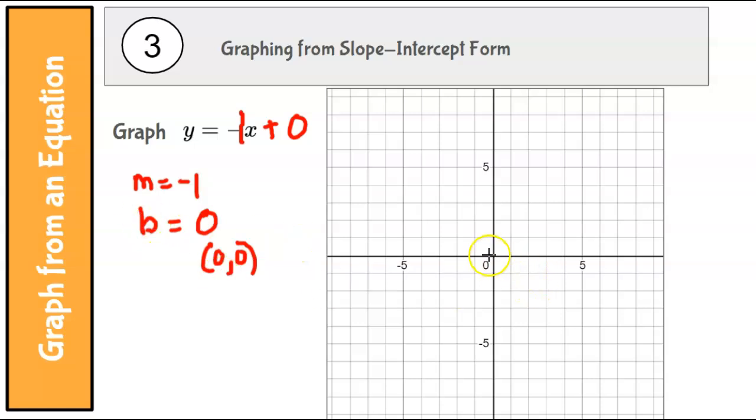So again, I start with the b, which is 0, and then I'm going to write this as −1/1. So my run is 1 and my rise is −1. So I'm going to go down. I tend to always run to the right and then change. I go down if it's negative and up if it's positive. And then of course I'll use my straight line tool to draw the line. And there you have it. That's how you graph from slope-intercept form.